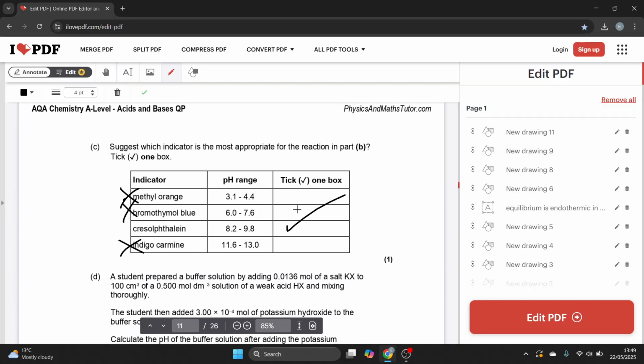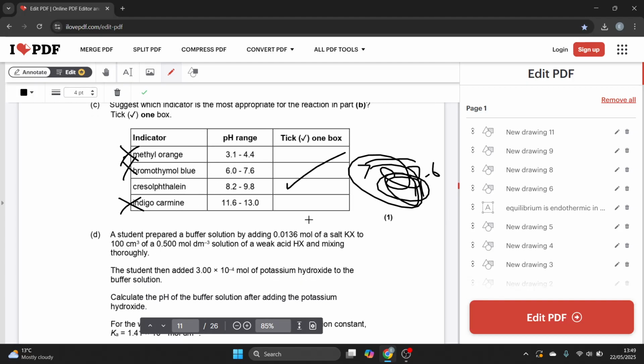Because you might be wondering, Iman, what about bromothymol blue? Well, bromothymol blue, if I look at 7, it finishes at 7.6. So it's not going to go through 7 to 11, is it? It's not going to be the most appropriate for this indicator. Whereas cresol phthalein goes through 8 to 9.8, which is a lot more in the vertical part of the titration curve.